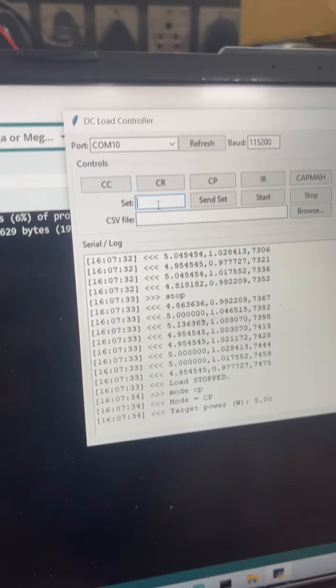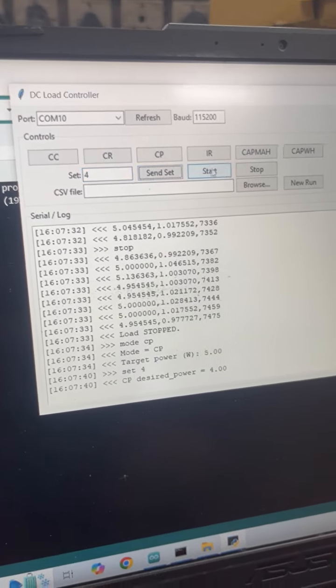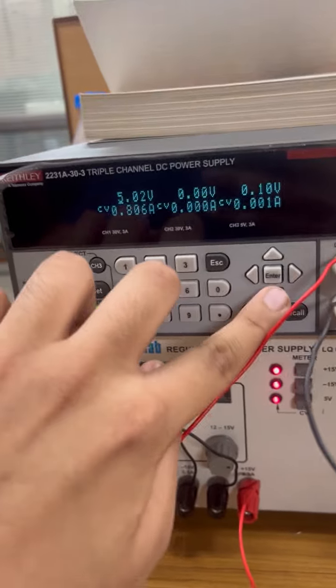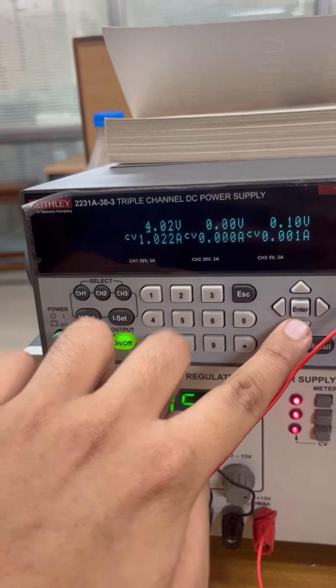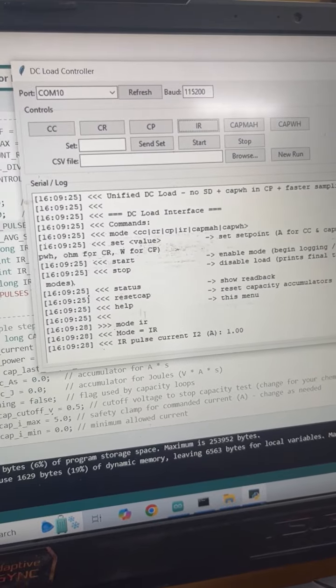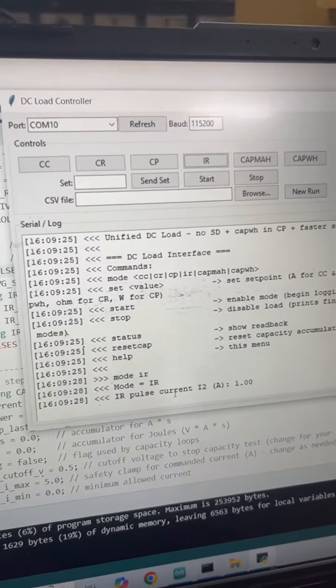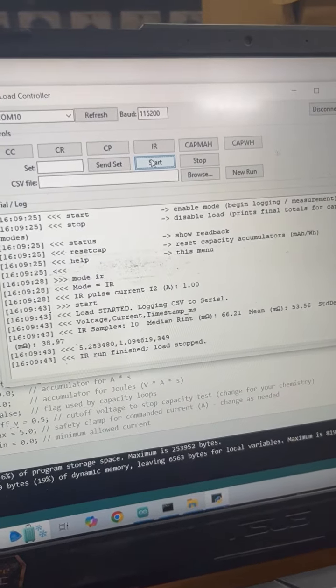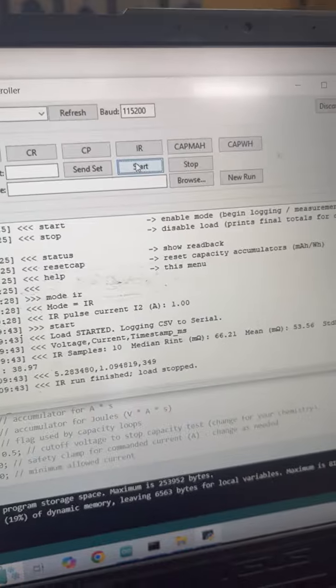So I'll set a constant power of 4 watts and start again, and again you can see that it's being maintained at 4 watts. And we can also change the voltage and show that the constant power mode is still maintained. Final mode is the internal resistance mode, where we send a quick pulse and measure the change in voltage. So that gives us an internal resistance of this power supply of around 66 milliohms.